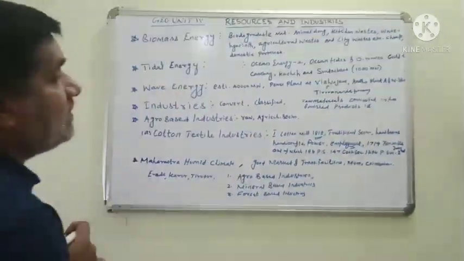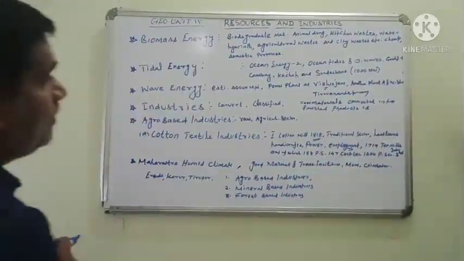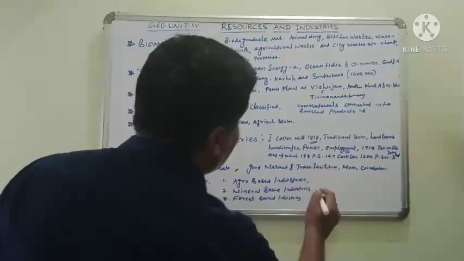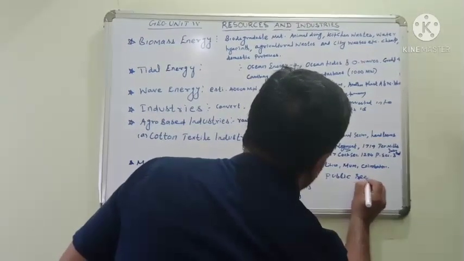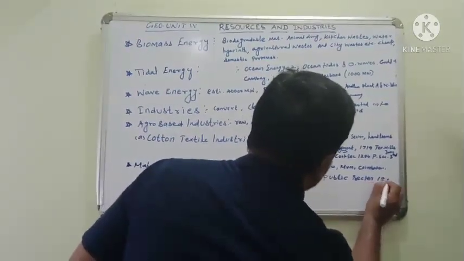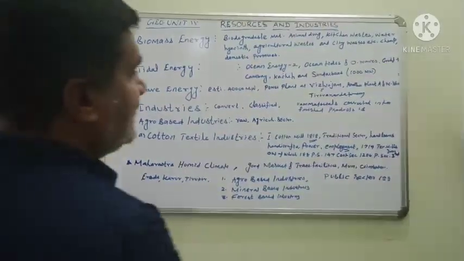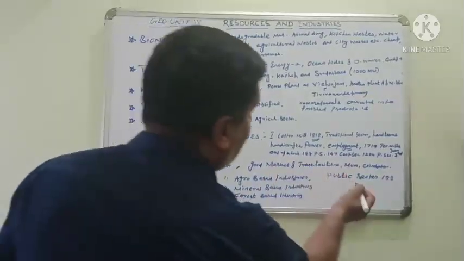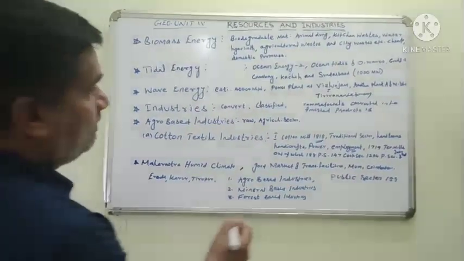1719 textile mills were located in our country, out of which 188 are in the public sector. Public sector means government-owned companies, government-owned industries.